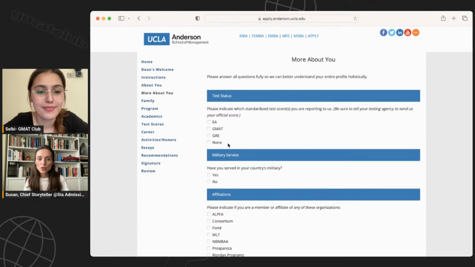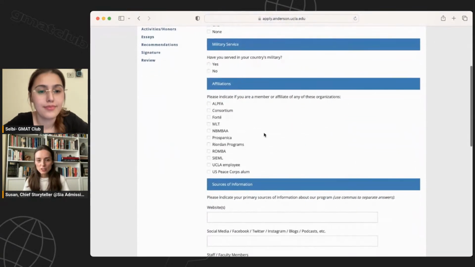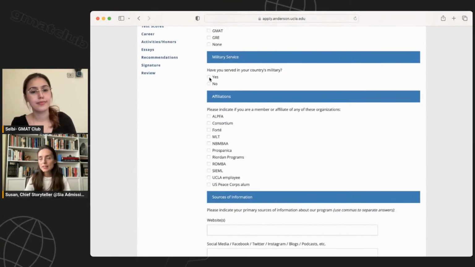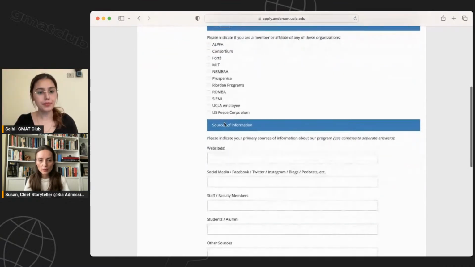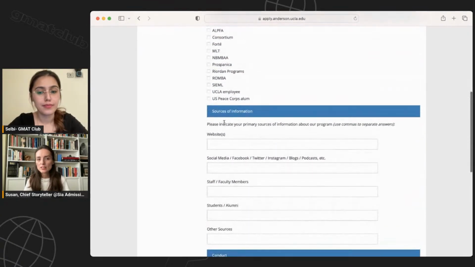Perfect. Okay, great. So you have your test scores, your military service, your affiliations, essentially just tick the boxes that make sense for you. One thing I will say is that the applications are dynamic. If you answer a question in a particular way, new boxes will show up. For that reason, you never leave the application for last minute, because it does take time to put it together.